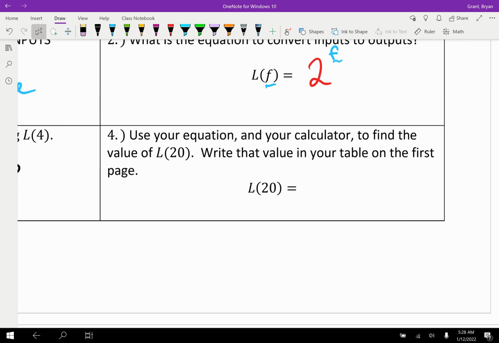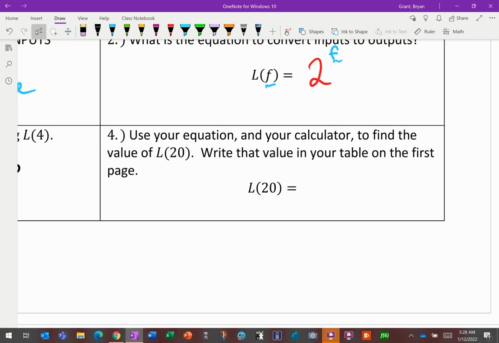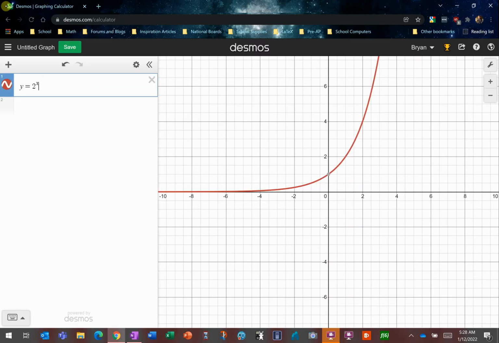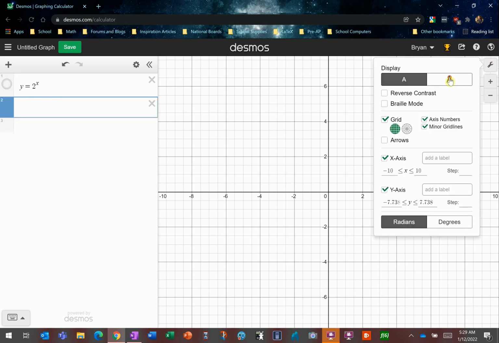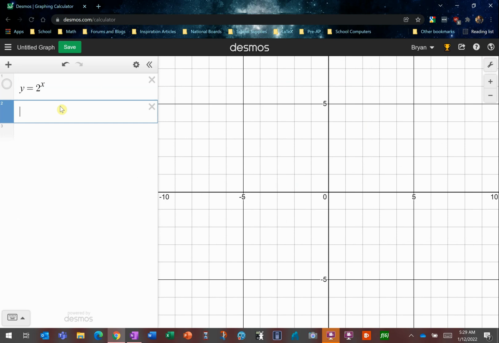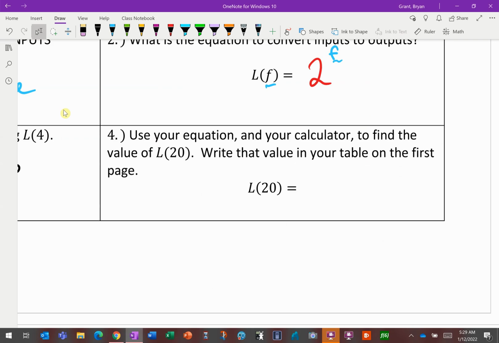All right, if you did 2 to the 20th power, your calculator might have given you an answer. It might have even used that E thing that we talked about a few classes ago. I'm going to go ahead and show you what it looks like over here. And let's change the setting. If I do 2 to the 20th power, we get 1048576. All right, 2 to the 20th.